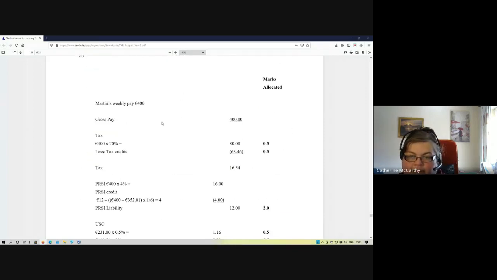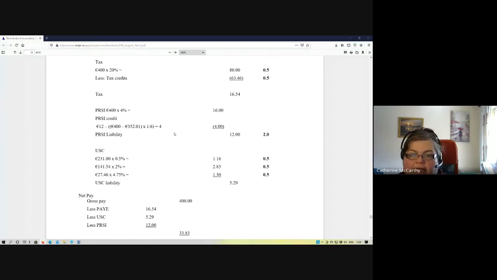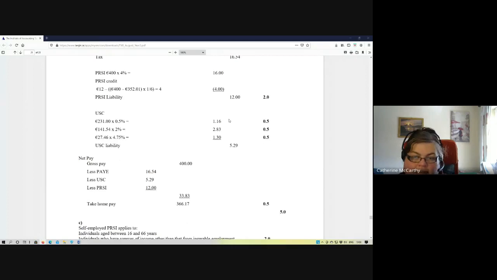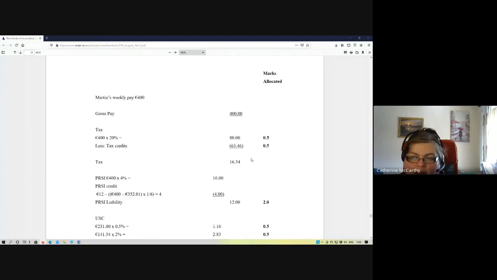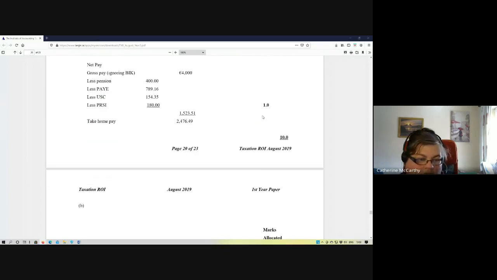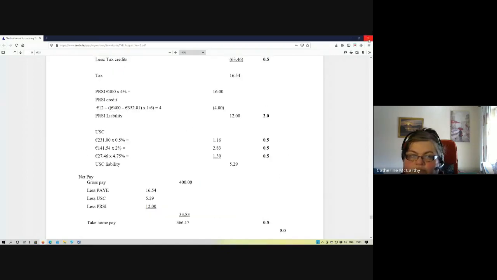And the same then for the weekly pay. Half a mark for doing your 40% and your tax credits. Two marks for working out the PRSI: a mark for doing it at 4% and a mark for working out your PRSI credit. It'll be broken down like that. Then again, marks for breaking down your USCs, and the same for bringing down and minusing the figures off. So again, I keep saying it's not about getting the final figure right. You're getting marks for everything you do along the way. That's just so you can see how it's worked out.